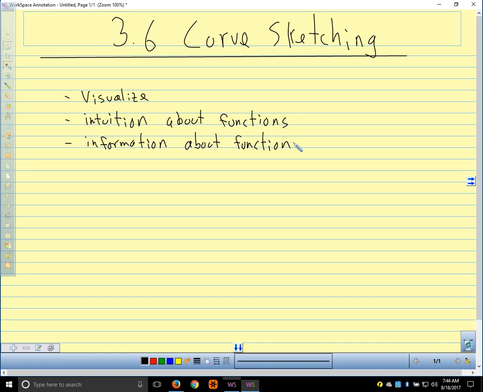I think we're missing the biggest reason. It's fun. It's great to be able to draw pictures in math, I think. All right.